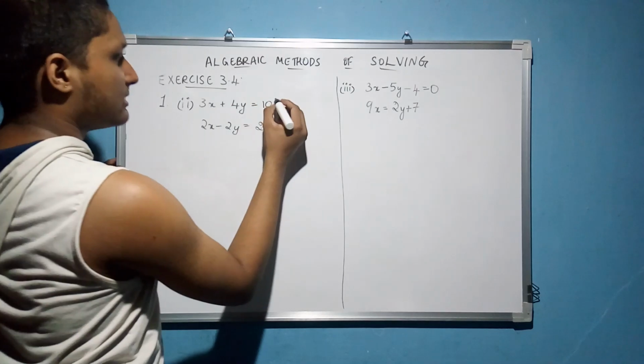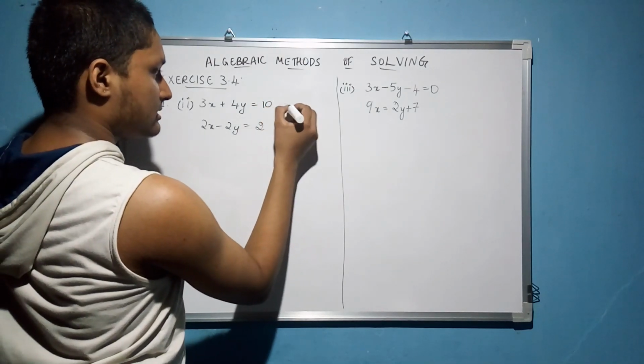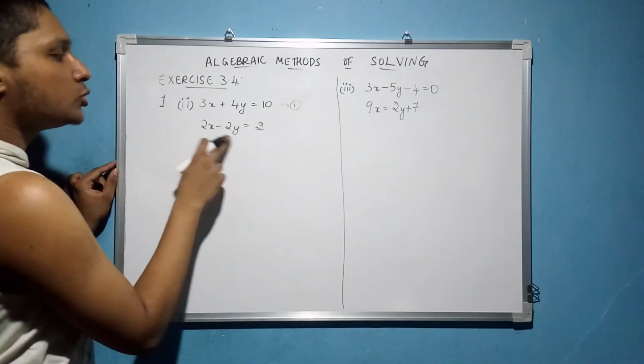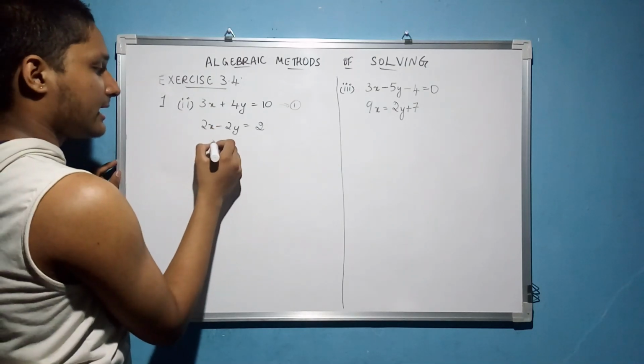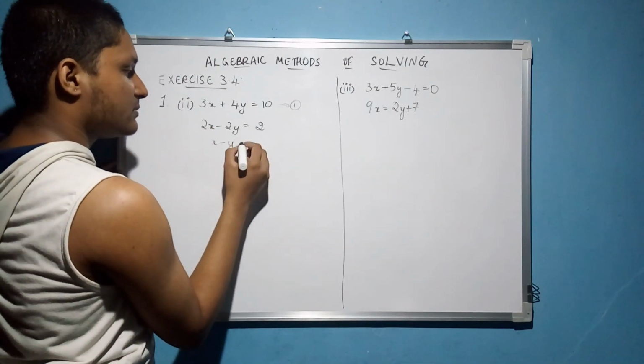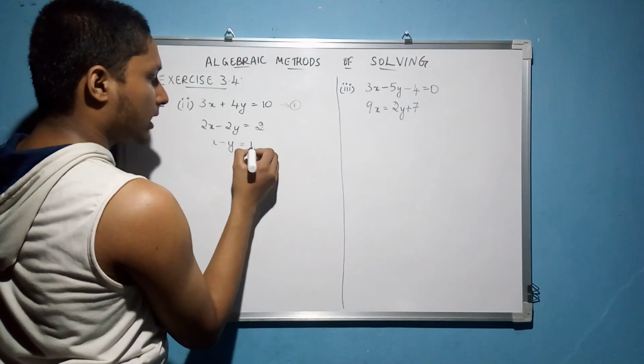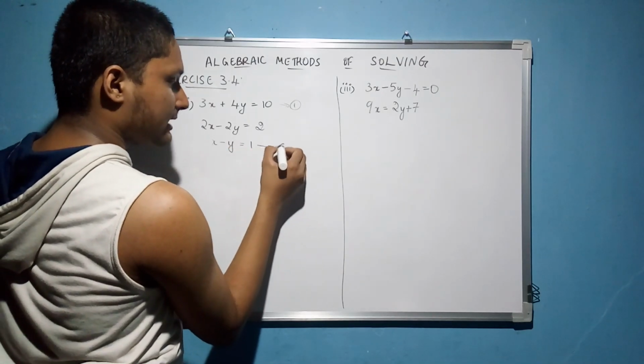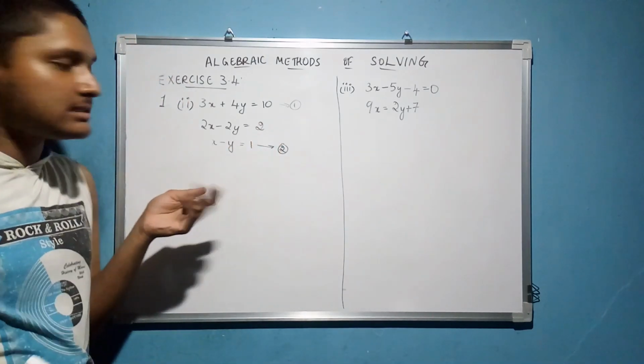Let me mark this as the first equation. Here you have 2 common everywhere, so I'll cancel that 2 off. Now this becomes x minus y is equal to 1. Let me mark this as the second equation. This is the same as this equation.